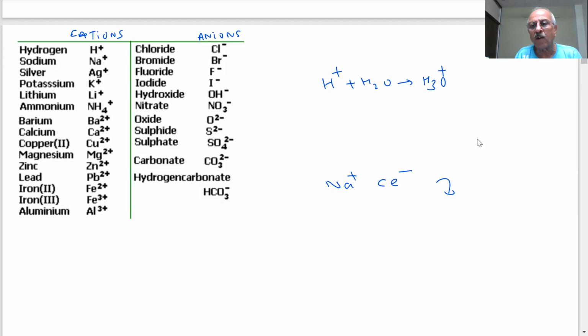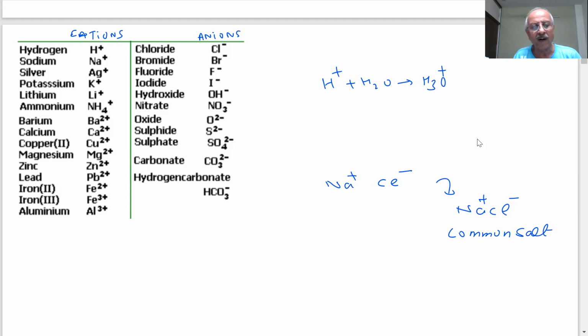So if a compound is formed between ions, what will happen? Supposing I say NaCl. Now NaCl is a compound which you are using at home also. You know what is that? Where you are using NaCl? What is NaCl? Sodium chloride. Common salt. This is an ionic compound because here sodium is losing one electron, Cl is gaining one electron.